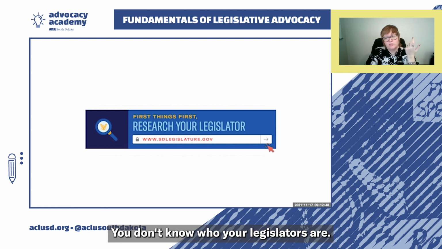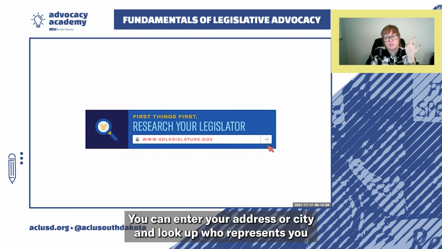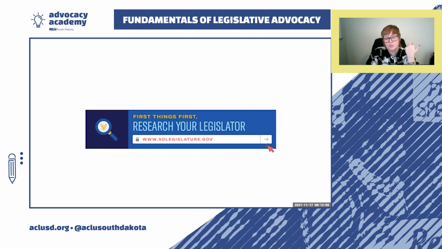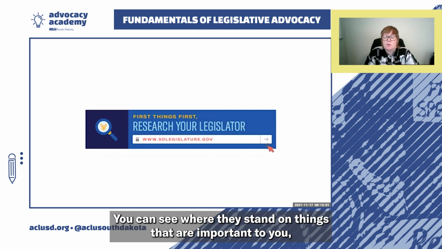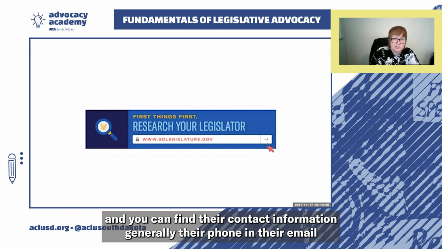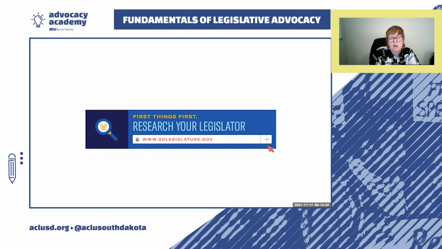If you don't know who your legislators are, you can enter your address or city and look up who represents you on a map on this website. You can check out their voting records. You can see where they stand on things that are important to you, and you can find their contact information, generally their phone and their email as well.